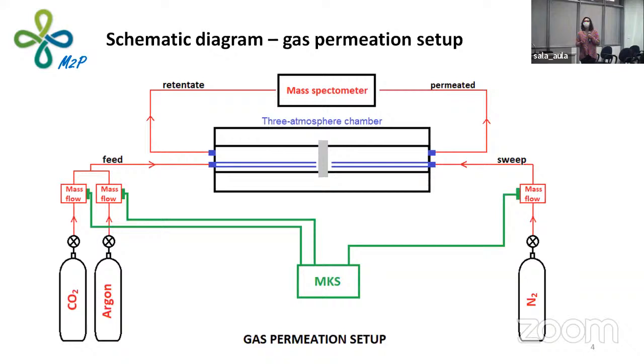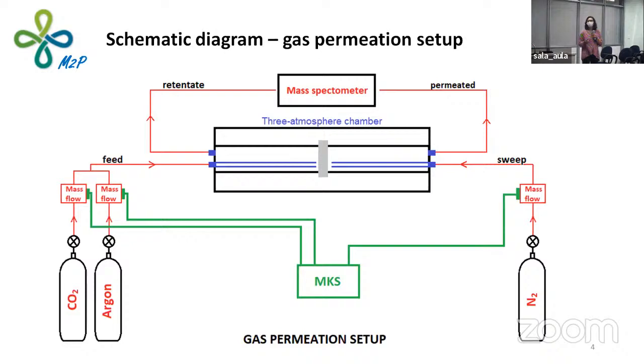So this is a schematic diagram of this gas permeation setup. It's missing here just the coolant system that we have for the metal connections. So we are using three types of gases, CO2 and argon as feed gases. We use a mixture of these two gases to start the reaction, and nitrogen as sweep gas. Those gases are inserted in a 3-atmosphere chamber by a mass flow controller from MKS Instruments. And the permeated gas is analyzed by a mass spectrometer.